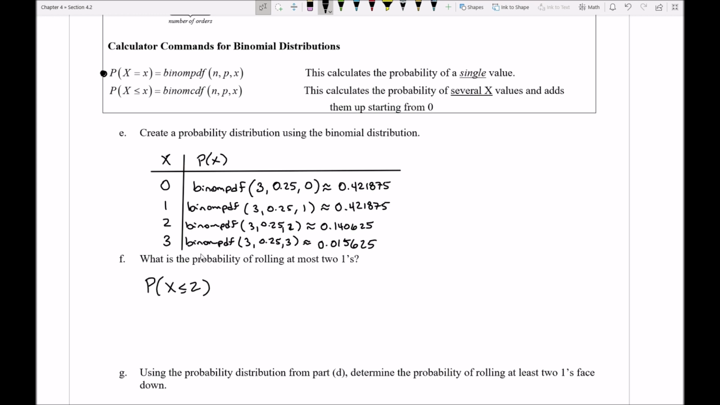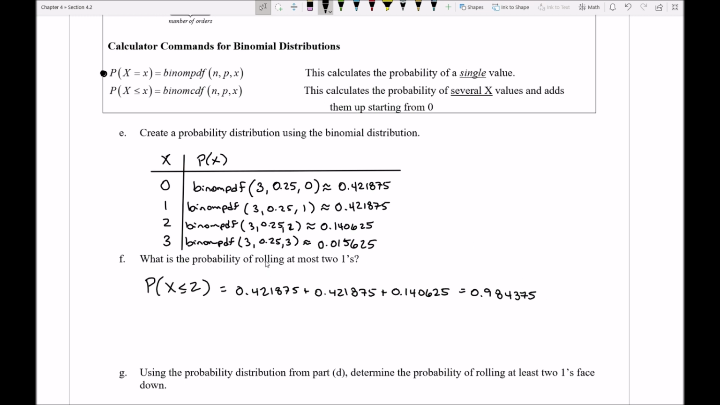I could think about doing this by looking at my table and grabbing the probabilities that actually are already listed there. So here, the x's that are less than or equal to 2 are 2, 1, and 0. And so I could grab each of those individual probabilities and add them all together. So I could easily just take my 0.421875 plus my other 0.421875 plus my 0.140625 and add all of those up. And I believe if I did add those up, I'd end up with a value like 0.984375. So this is one approach.